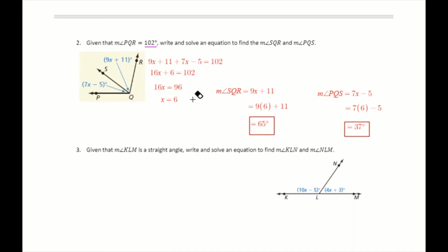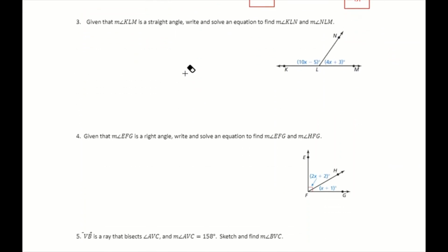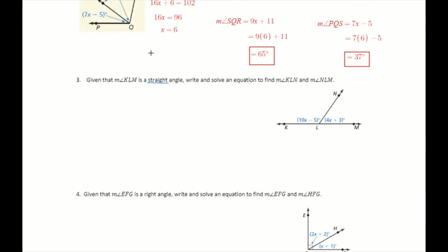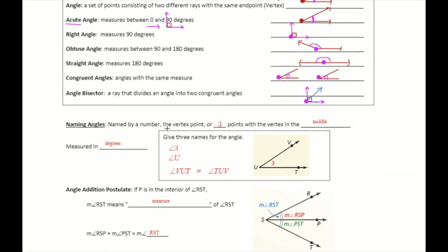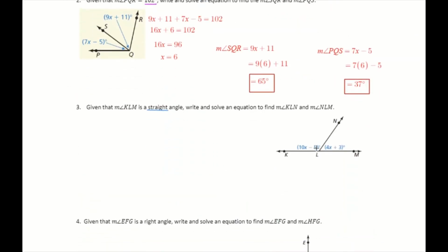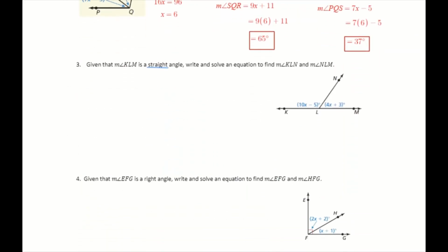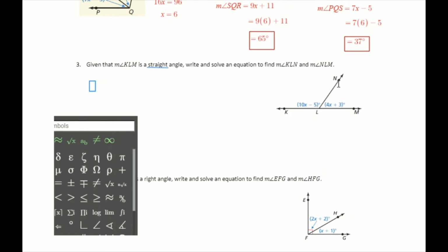So let's look at number 3. We've got a straight angle. We need to know what straight angle means. If you don't recall, you can always scroll back up to where we defined everything. A straight angle is an angle that measures 180 degrees, and that's going to be our key piece of information here. We're going to solve this similarly to how we solved the last one. So the sum of these two angle measures is 180. I'm saying 10x minus 5 plus 4x plus 3 should be 180.